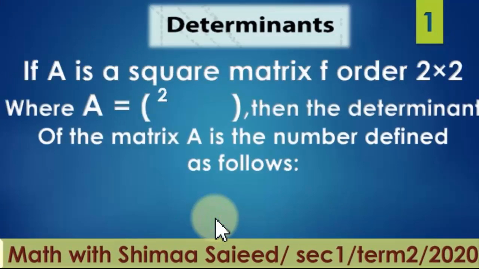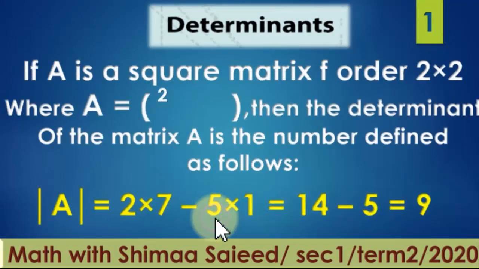For example, if A is a square matrix of order 2 by 2, where A equals 2, 1, 5, and 7, then the determinant of the matrix A is the number as follows. The determinant of A equals 2 by 7 minus 5 by 1. 2 by 7 equals 14. 5 by 1 equals 5. 14 minus 5 equals 9. So, the value of this determinant equals 9.